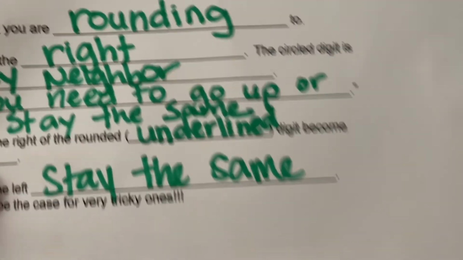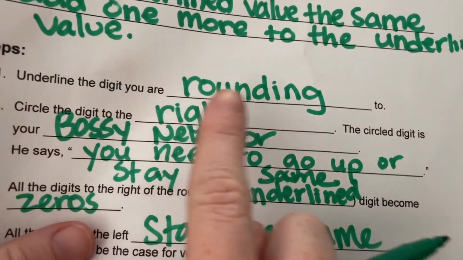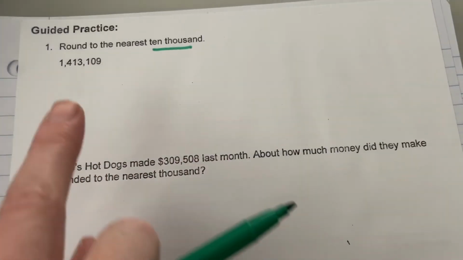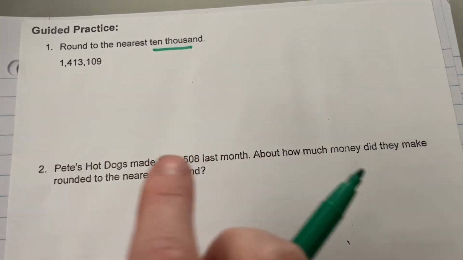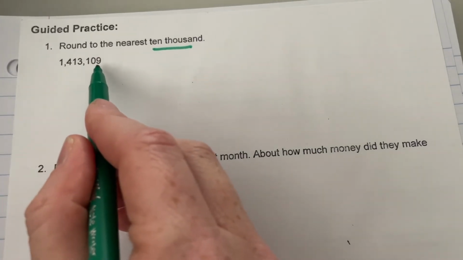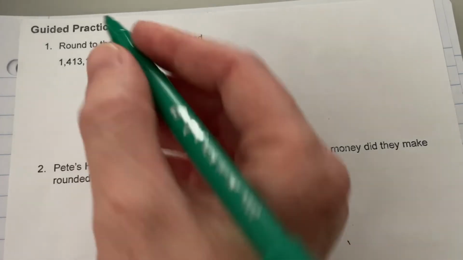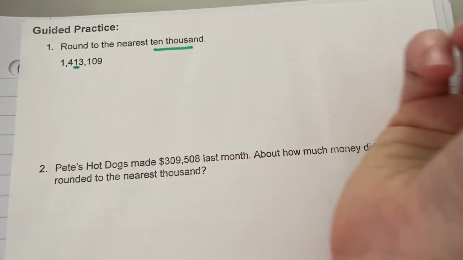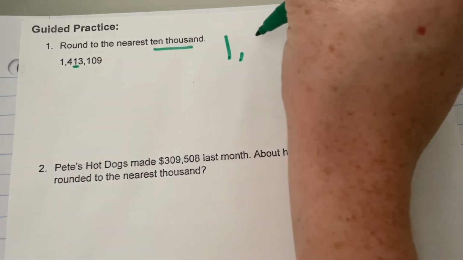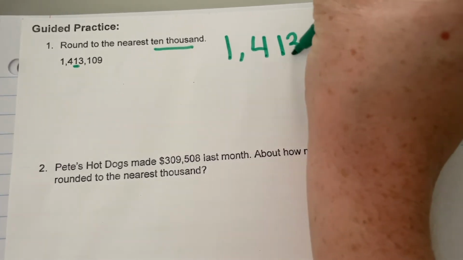So step number 1 says underline the digit you are rounding to. So I'm going to underline the 10,000s place. So I need to find my 10,000s place. I have the ones, tens, hundreds, thousand, 10,000. So this 1 is a 10,000. And I like to rewrite the number so I can circle the bossy neighbor easier.